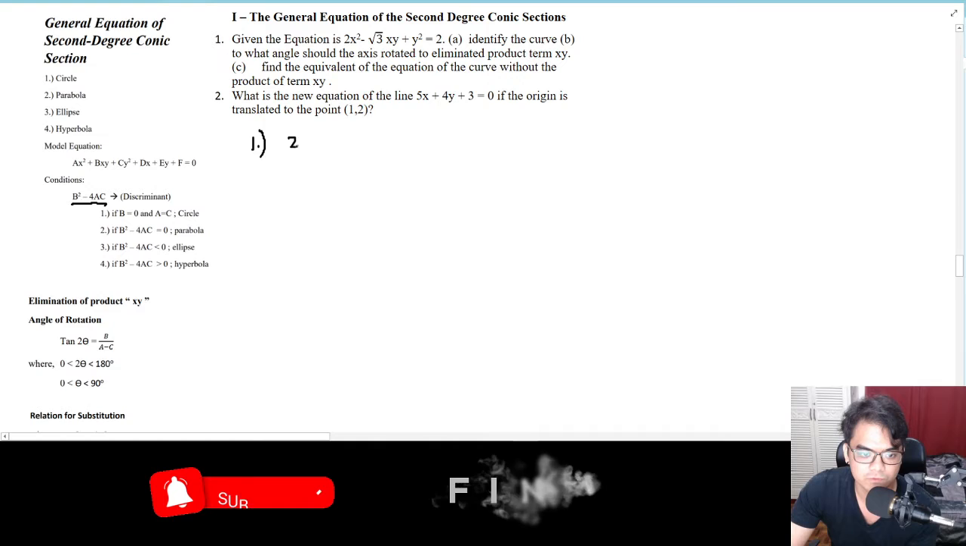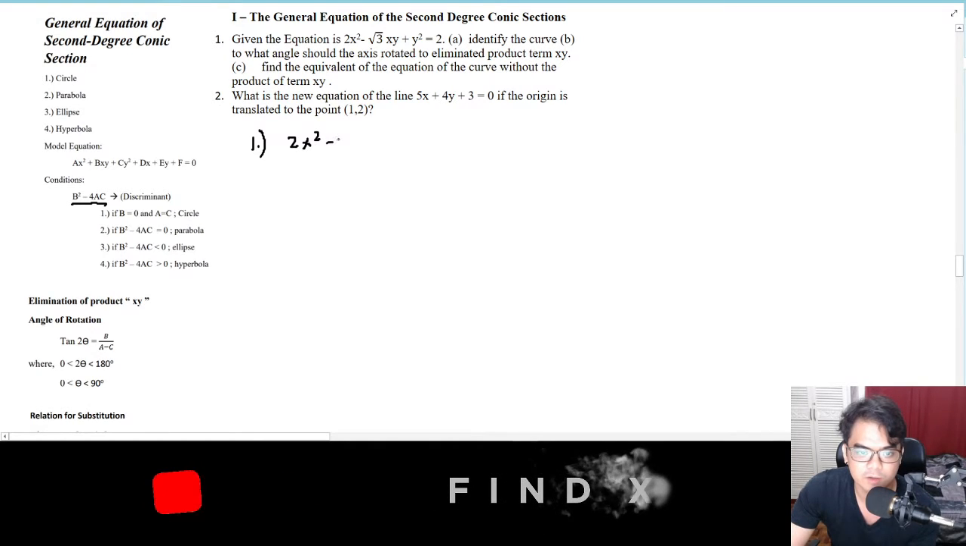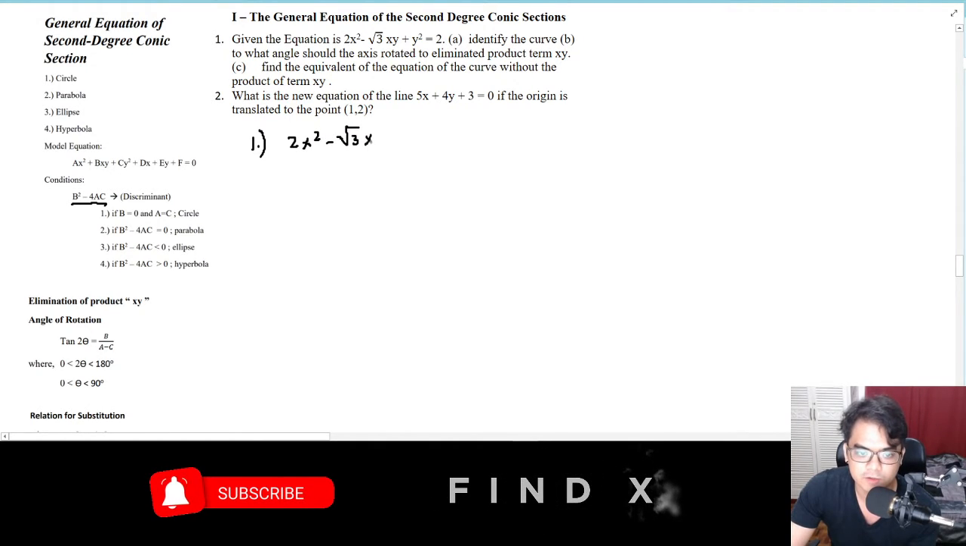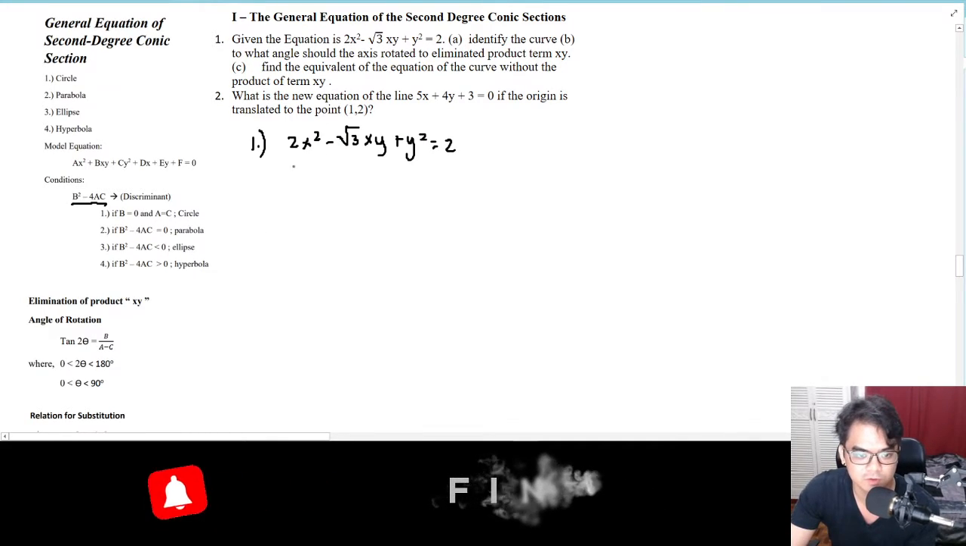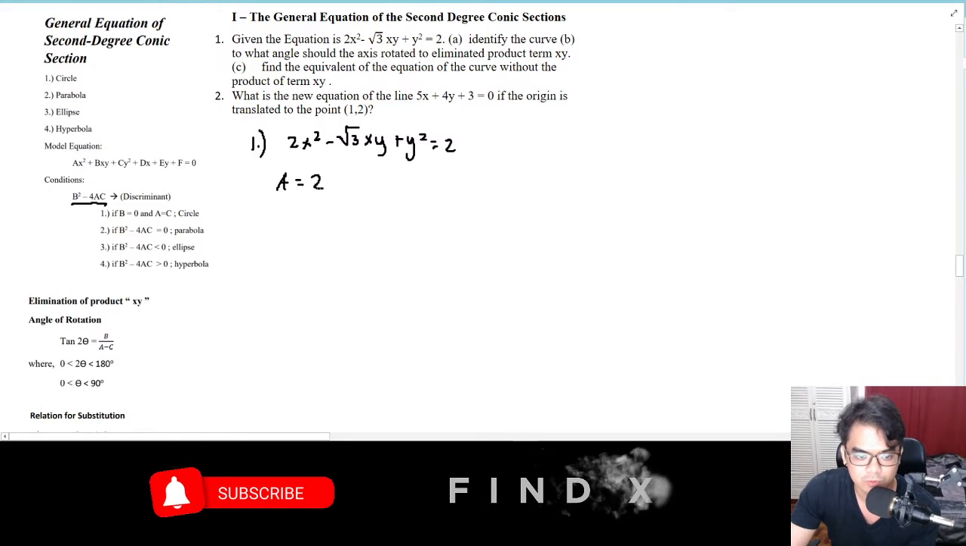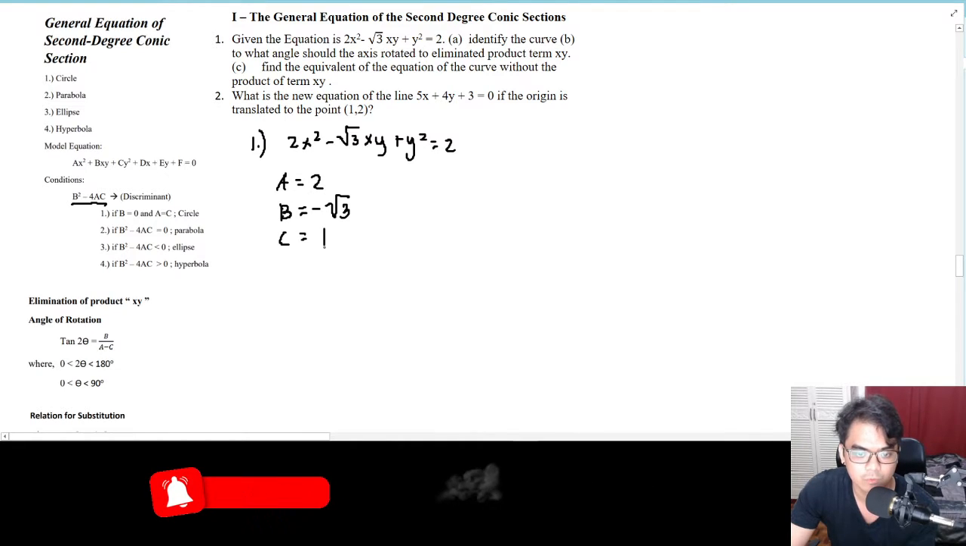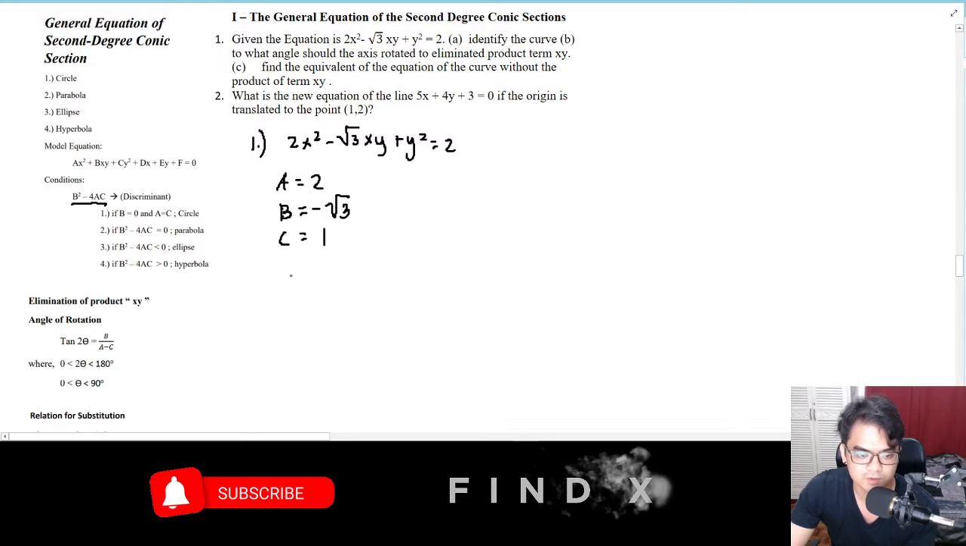given the equation 2x squared minus square root of 3 xy plus y squared equal to 2. By comparison, as you can see, a will be equal to 2, b is equal to negative square root of 3, and c will be 1. So let's try now letter A, identify the curve.